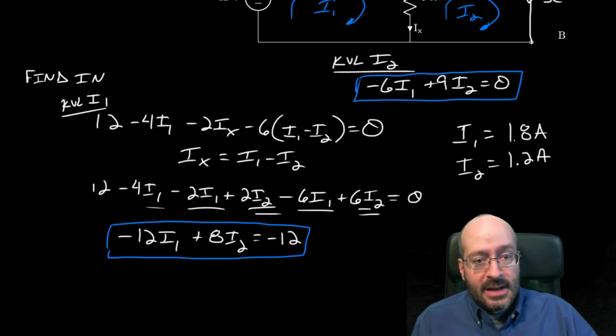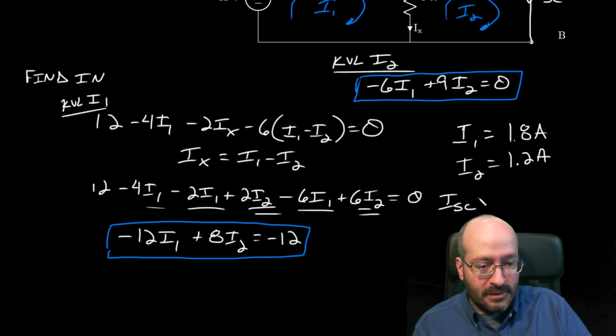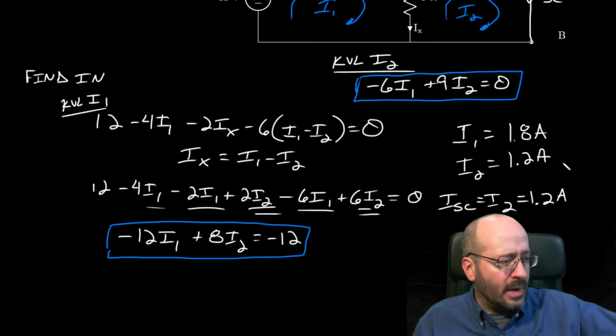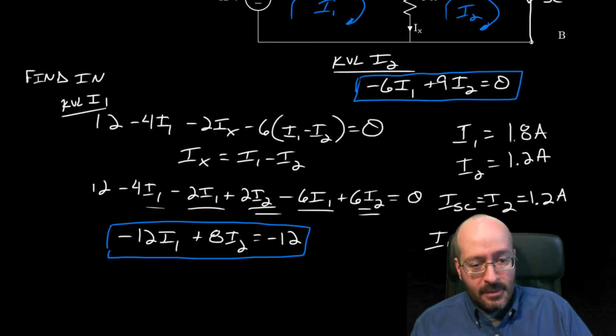Okay. I short circuit. I1 doesn't touch it. I2 does and goes in the same direction. So I short circuit is 1.2 amps, and since I Norton is I short circuit, I Norton is 1.2 amps.